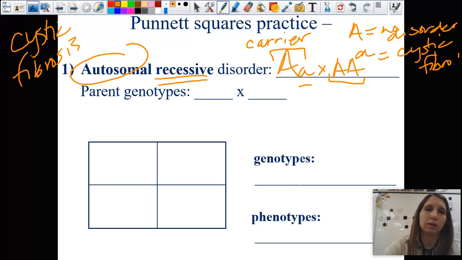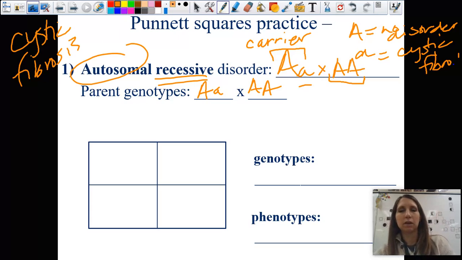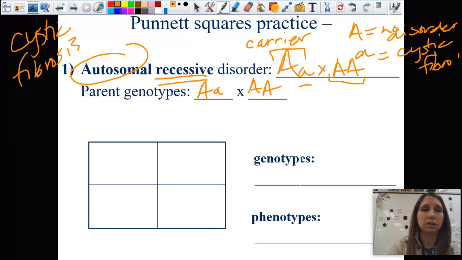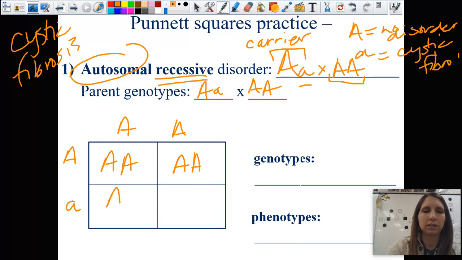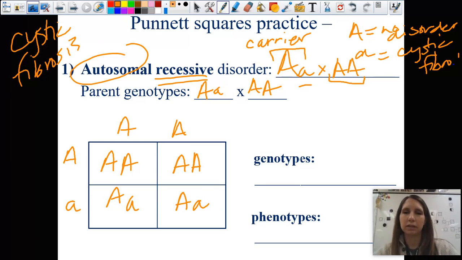So if we put big A, little a, and cross it with big A, big A, we set it up just like we've always set our Punnett squares up. So big A, little a, big A, big A. And if I do that cross, it's just like what we've seen before. I'm going to get a couple homozygous dominant, and a couple that are heterozygous.